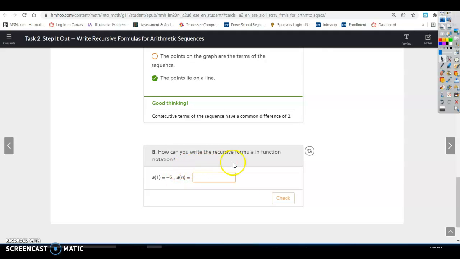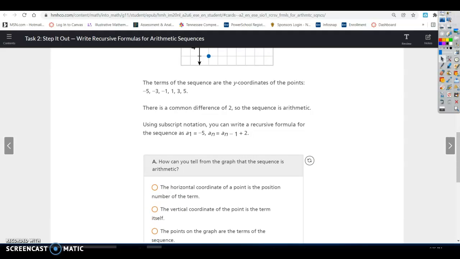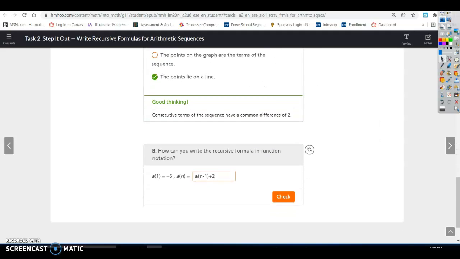All right, how can you write a recursive formula in function notation? All right, so we've got a of 1 equals -5. That's our first term. And then we've got a of n equals a of n minus 1, and then plus our common difference. And if we remember, our common difference here was 2.